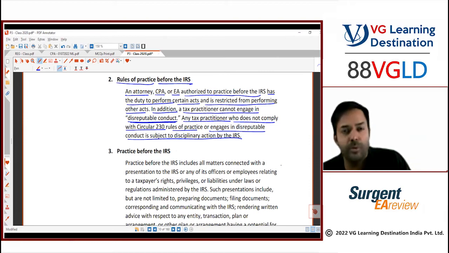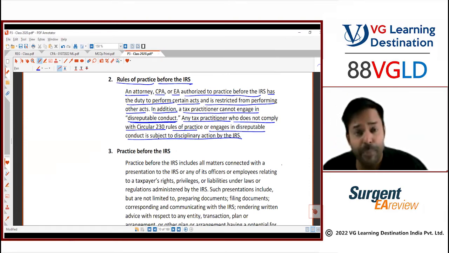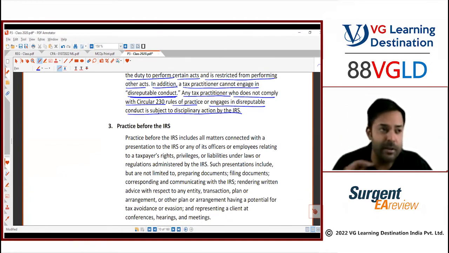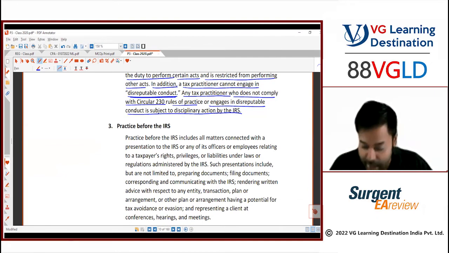Generally, the person should not get into any disreputable act. If you do, the IRS is going to take disciplinary action against you. Practice before the IRS.